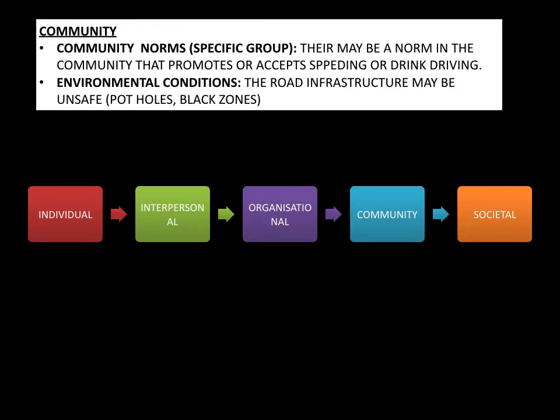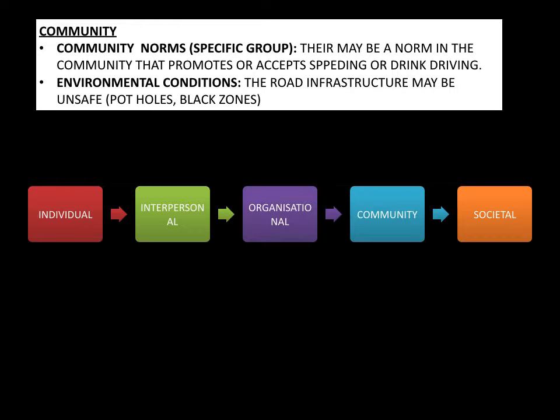Alright, at a community level, we may have specific group norms as discussed earlier, so community norms. There may be a norm in the society that promotes or accepts speeding or drink driving. So the whole idea that it won't happen to me, it's okay to only have a few, that might be typical and normative within that society.